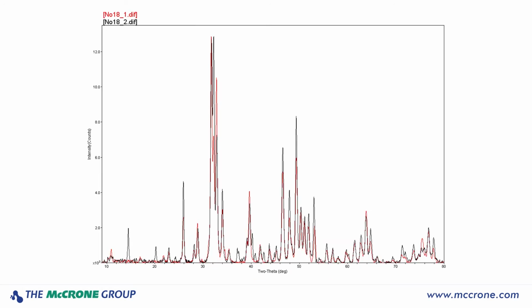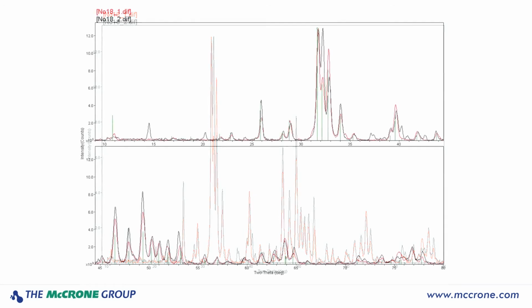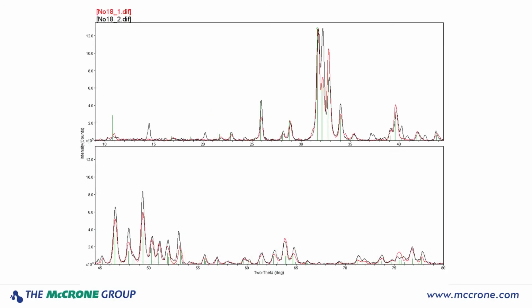You can see these are overlay patterns, number 1 being the white material, number 2 being the dark material. If we blow this up, you can see the dark material, number 2, or the black pattern. There are a few extra peaks overlaid with the number 1 pattern since it's underneath the black material.